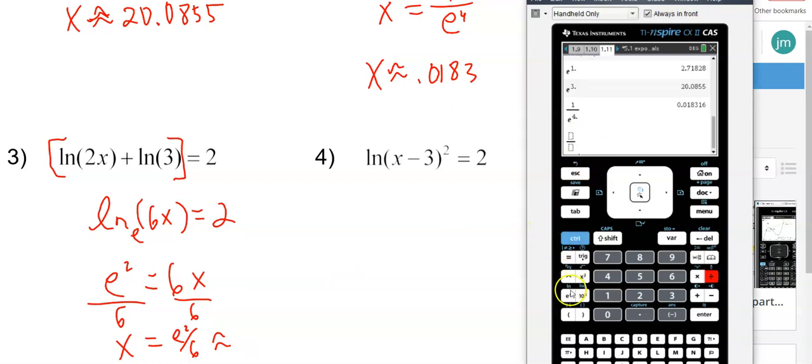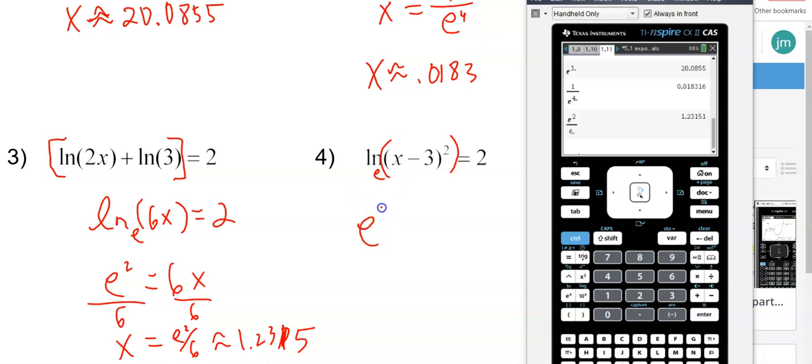So e squared divided by 6. Put a decimal point so I get a decimal, which is about 1.2315, I think. And this one should technically be in parentheses there. Okay, so I'm going to put the e there so I see it.